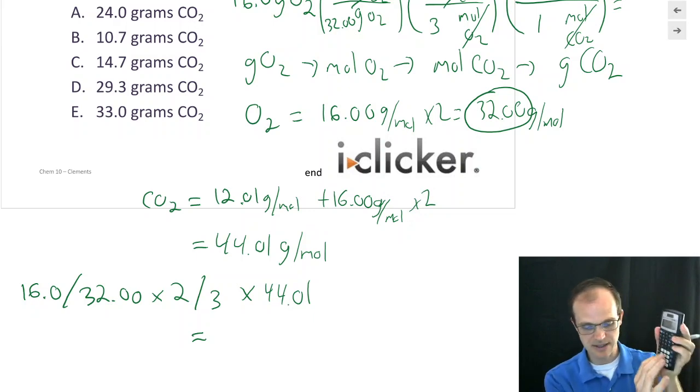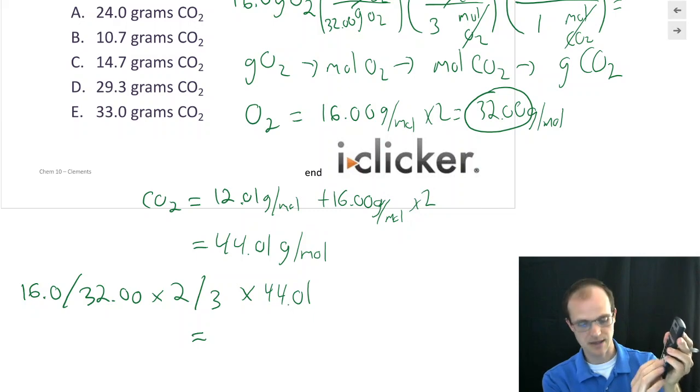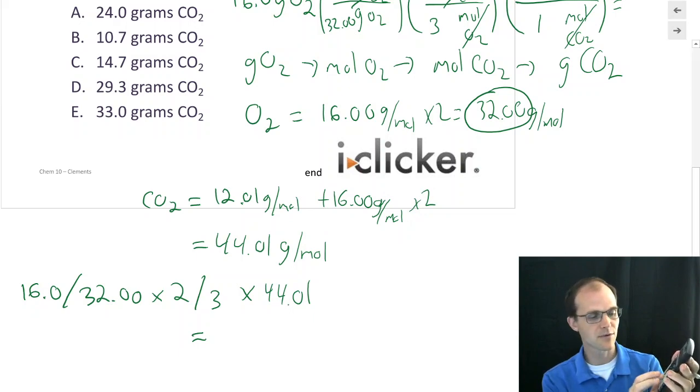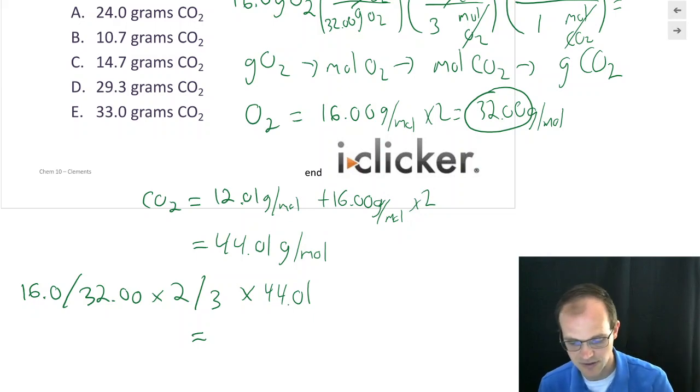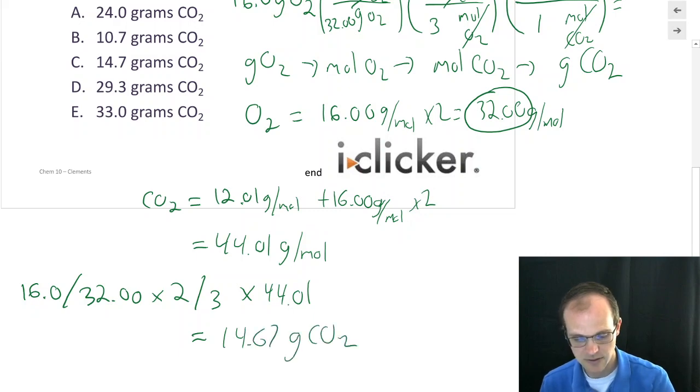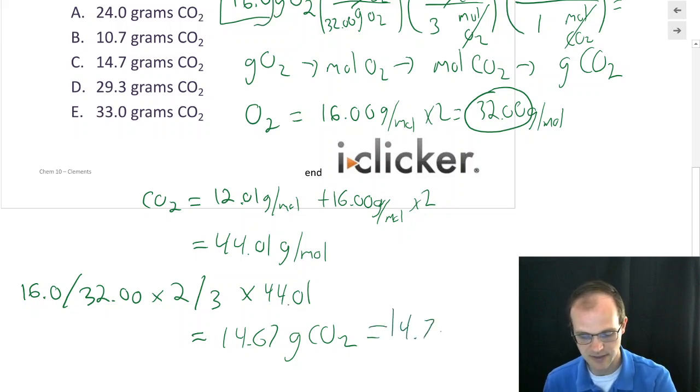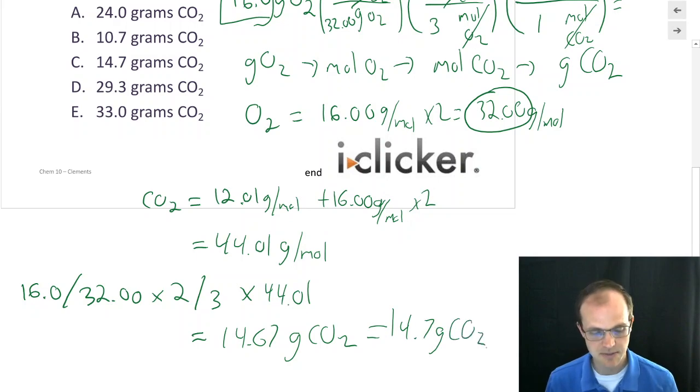I'm going to type in 16.0 divide by 32 times 2 divide by 3 times 44.01, and I get myself 14.67 grams of CO2. I have 3 sig figs from my 16 up here, and so I get 3 sig figs here, and I get 14.7 grams of CO2 as my answer, which is answer C there.